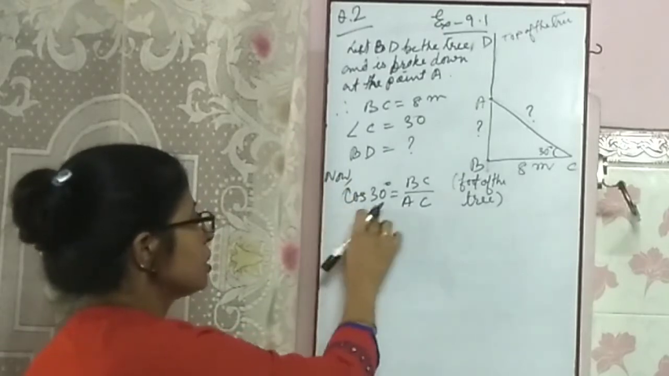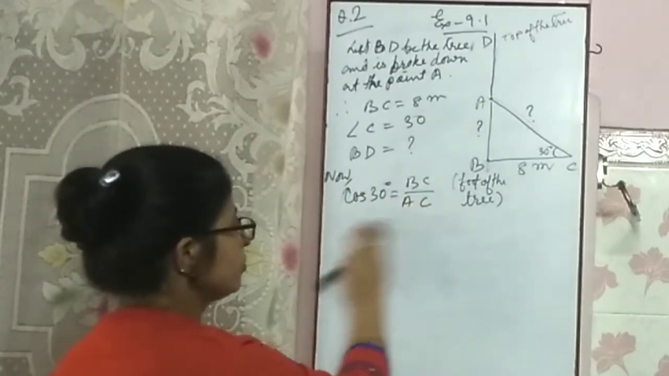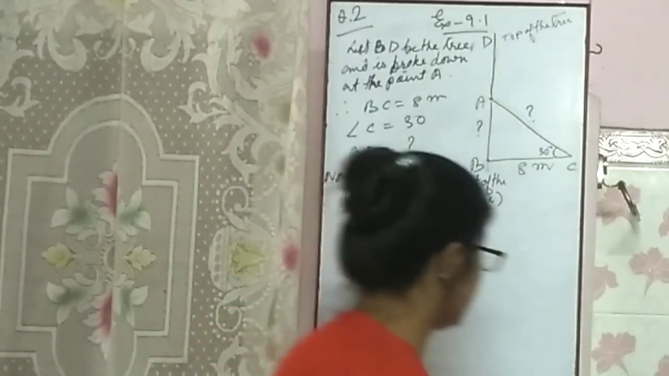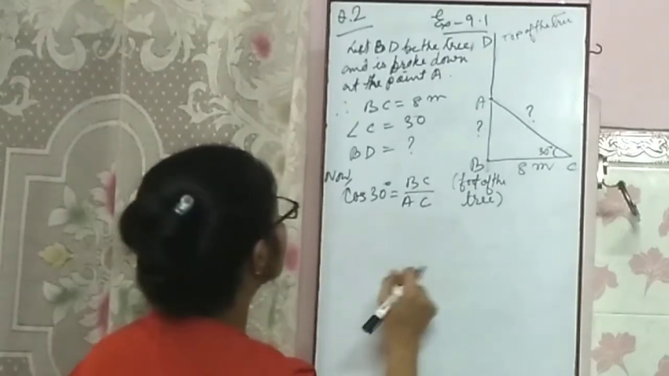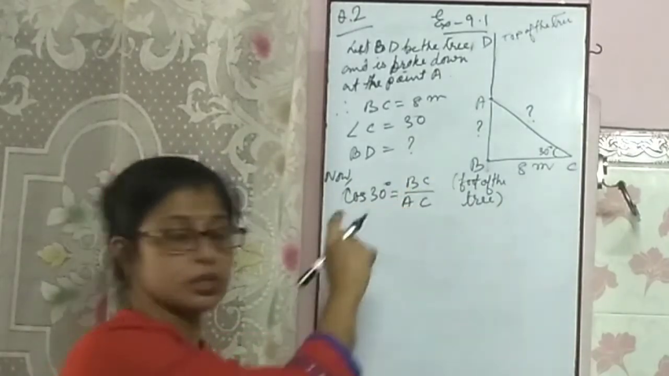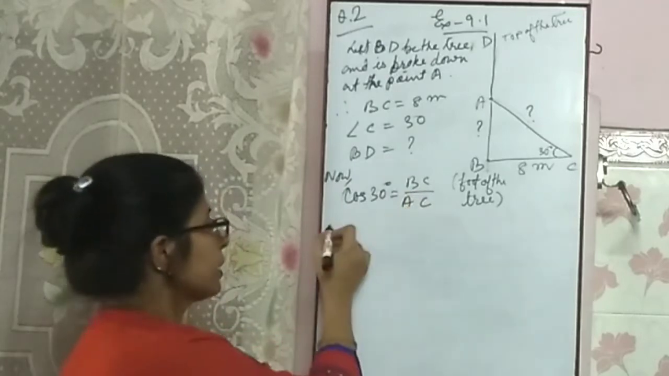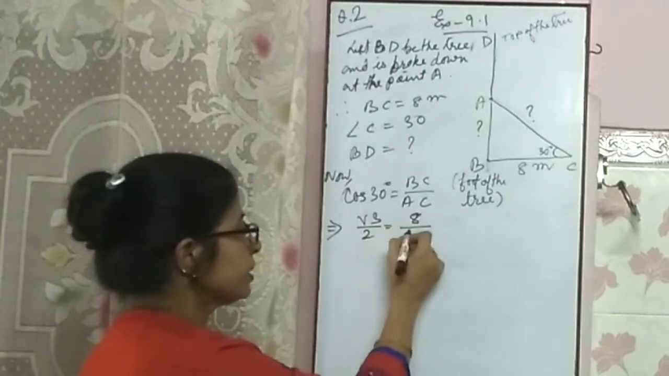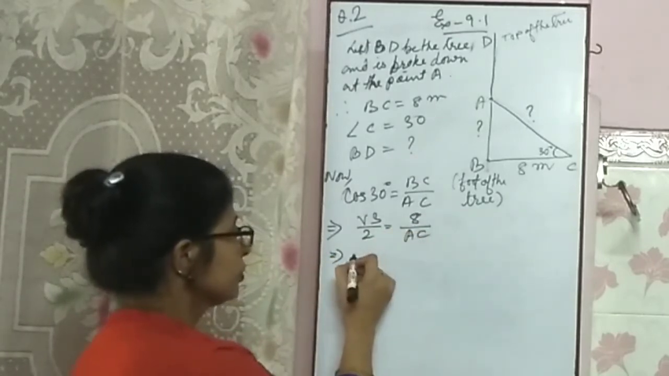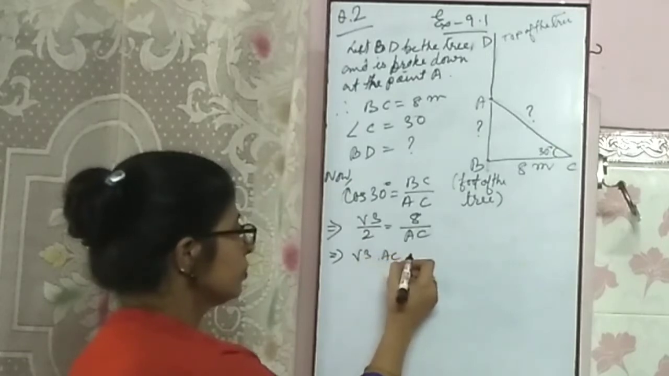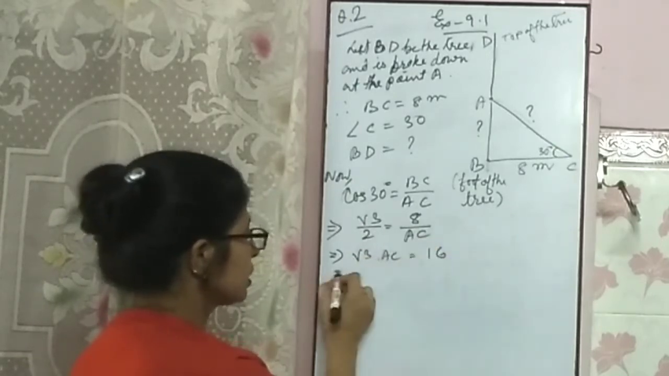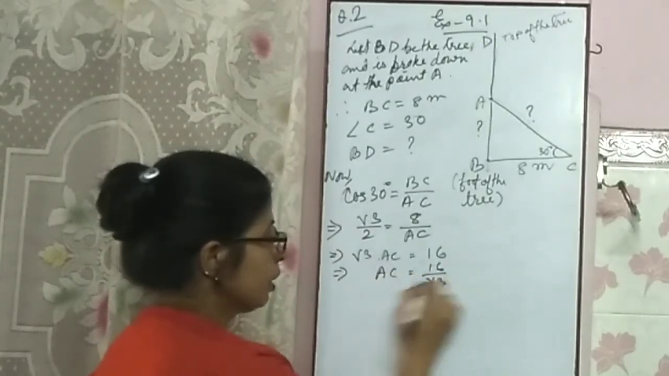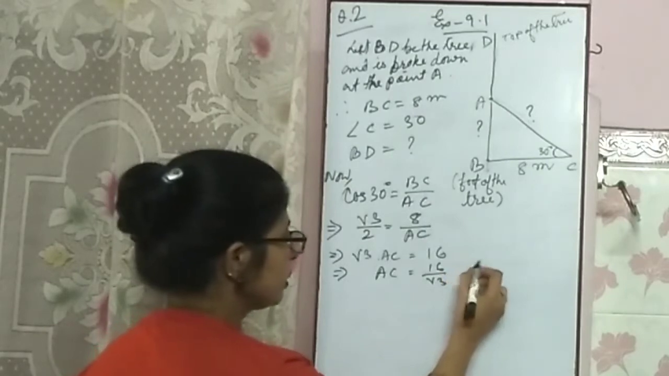Now, cos 30 equal to BC by AC. Cos 30 is root 3 by 2. BC we have 8. AC we don't know. Root 3 AC equals 8 times 2, that is 16. Therefore, AC is equal to 16 by root 3. Leave it as it is.